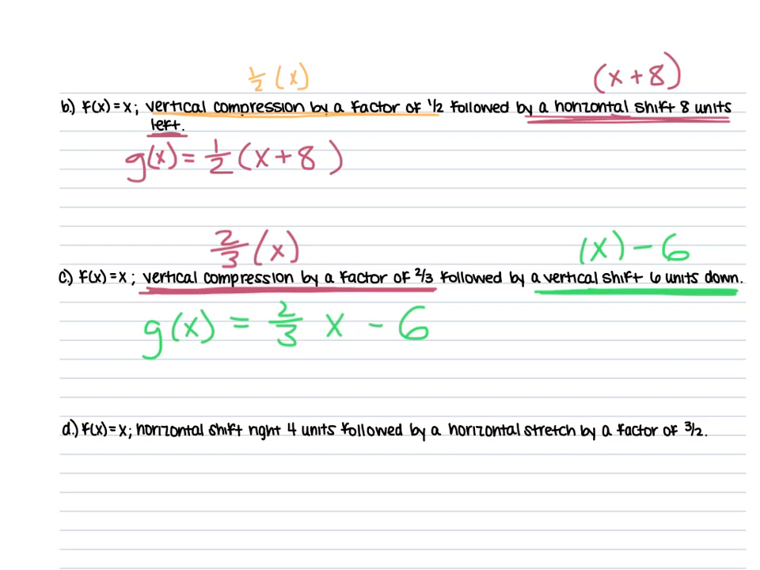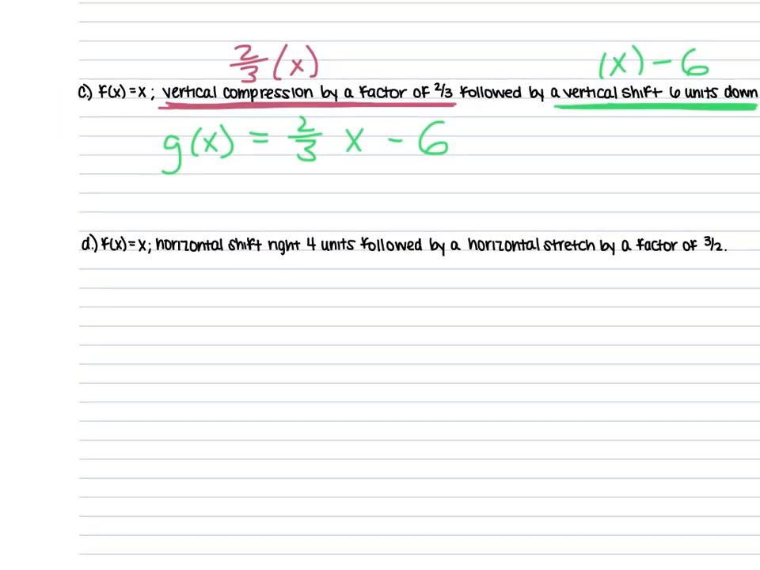Any questions? All right, let's look at D. We have a horizontal shift right 4 units and a horizontal stretch by a factor of 3 halves. So what do we need to do for a horizontal shift right 4 units? Add it to the outside. So remember, right and left happens inside. So do we subtract it from the outside or the inside? Perfect. We subtract it from the inside. So we have x minus 4 on the inside.